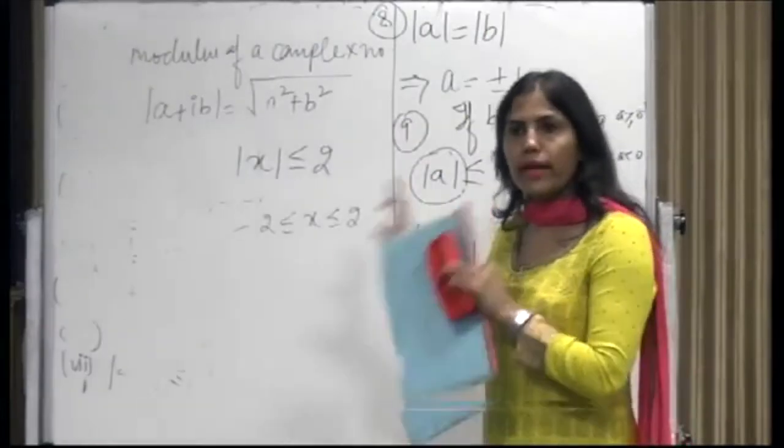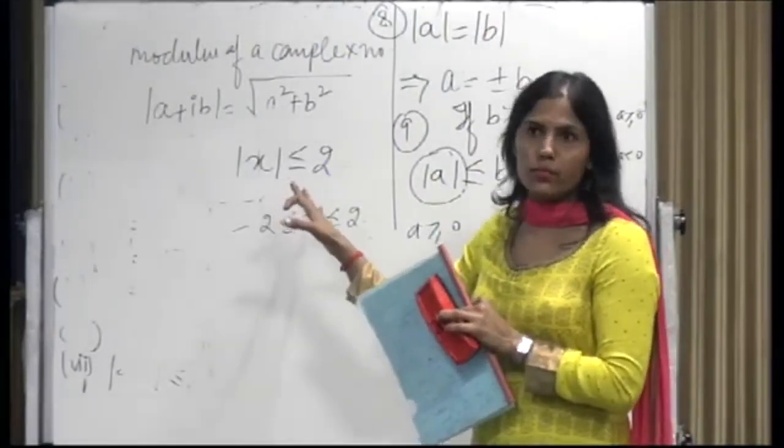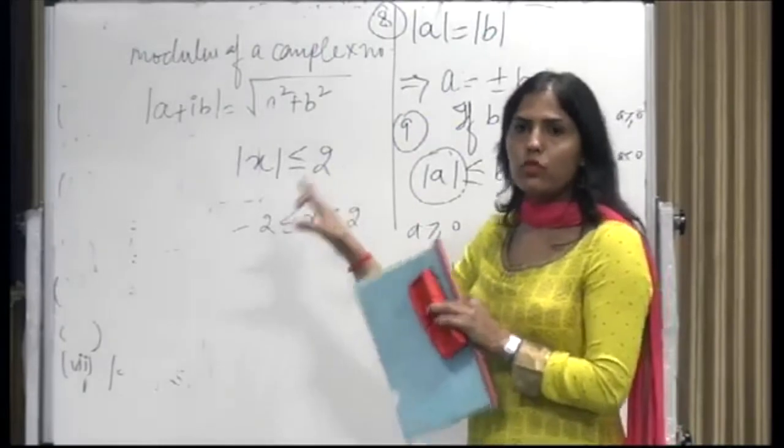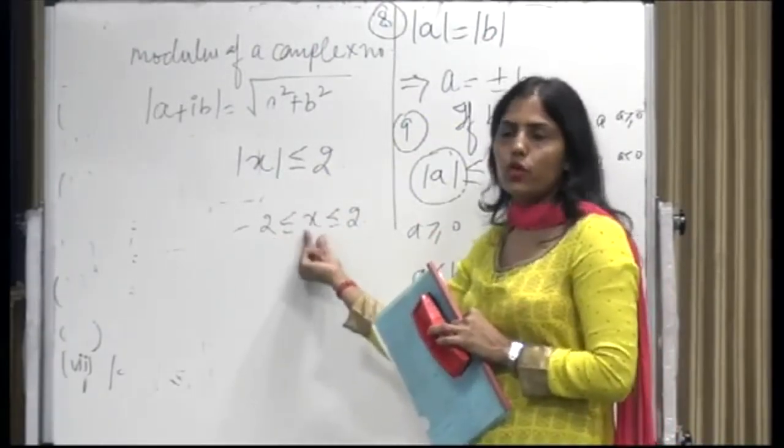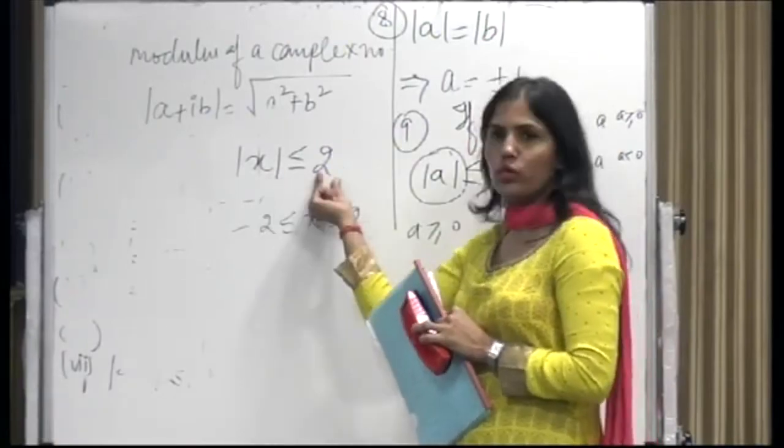You can put any other value, x will not satisfy the answer. 3, 4, 5, but between these two values you will get the answer. 0 you can put, 0 is less than or equal to 2.